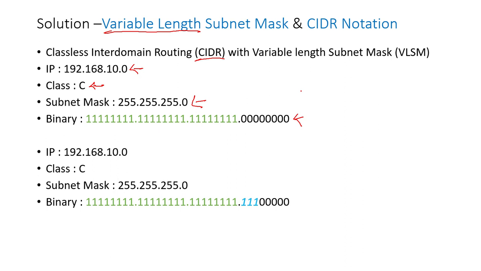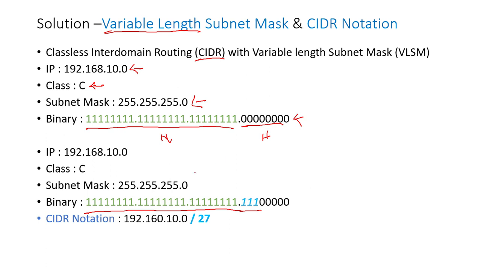Now we are going to borrow some of the bits from the host side. As you remember, this is the host part, and this whole is the network part or network portion, as we discussed in the last lecture. In variable length subnet masking, we are taking some of the bits of the host and creating a network of this length. So this is 27 bits. If we count all the bits, these are 27 bits.